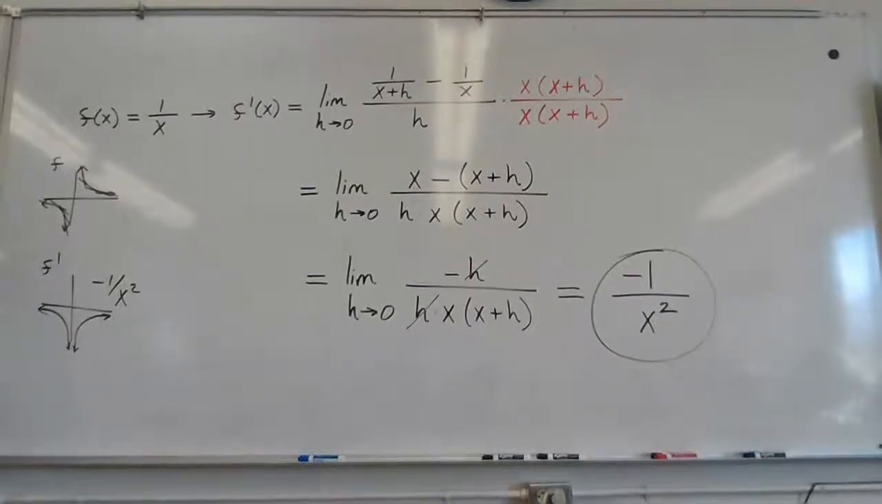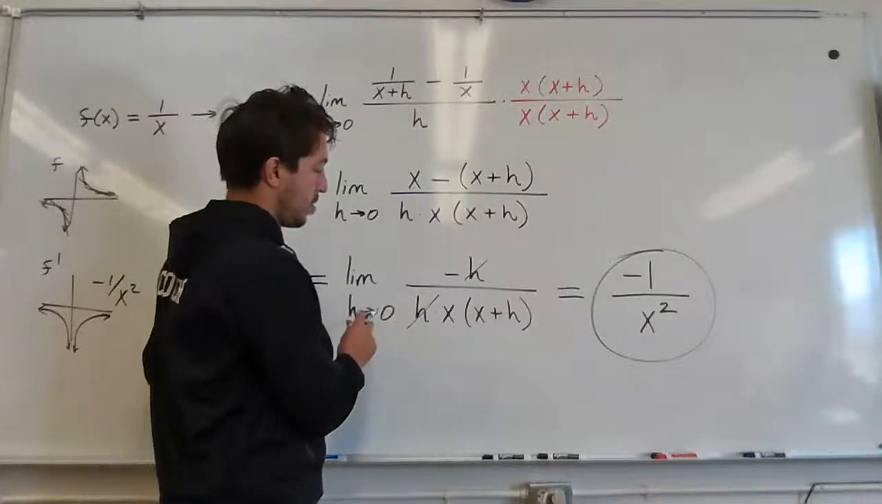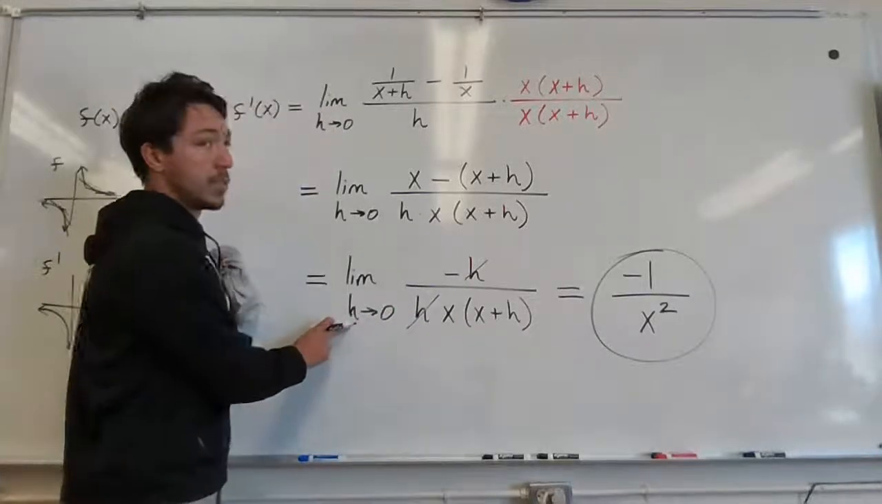Yes, Elizabeth. Why is the answer x squared? Because you still have an h, so wouldn't it be x squared plus 8xh? Well, remember, this is a limit. This whole time, this is a limit.